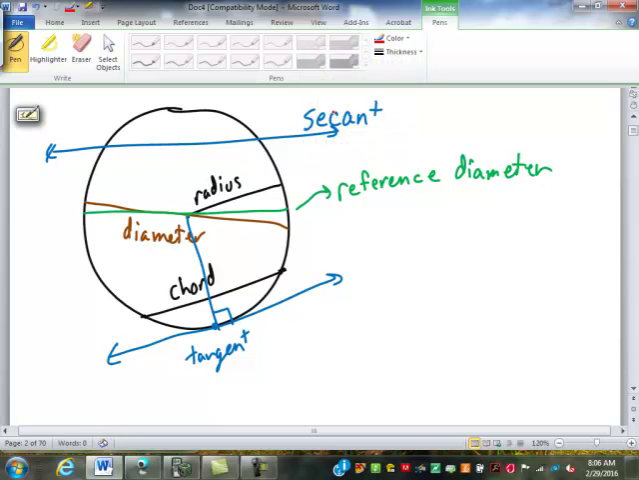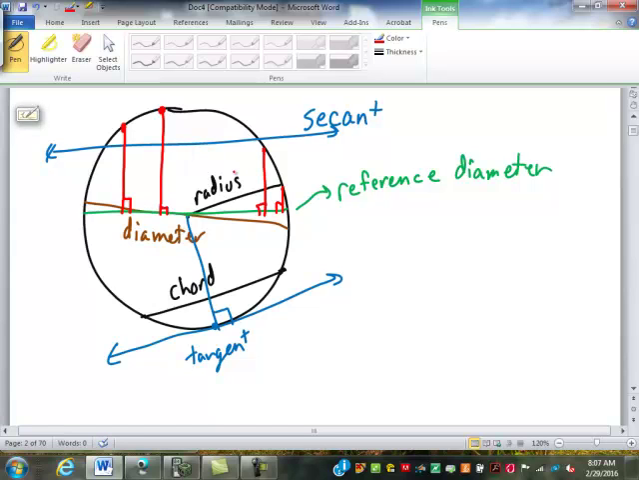Off of that reference diameter, every point on the circle has a value. For example, this point right here. If I measure the distance of that point to the reference diameter. Now, distance is always measured at a right angle, at a perpendicular. So the distance from that point to the reference diameter would be that right there. Well, this point also has a distance right there, correct? This point would have a distance right there. Every point has a distance.